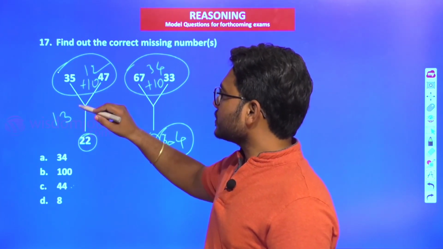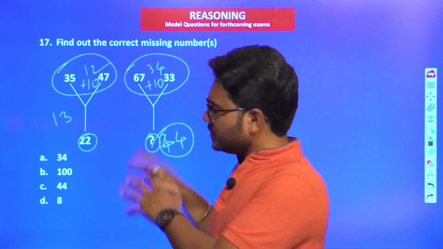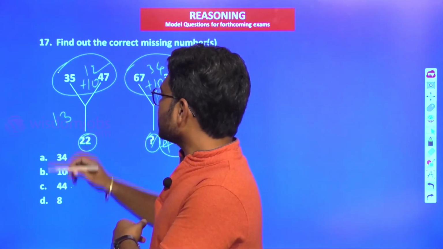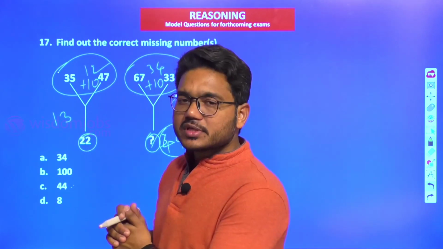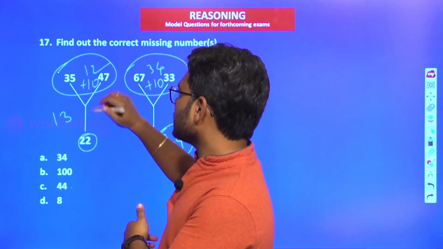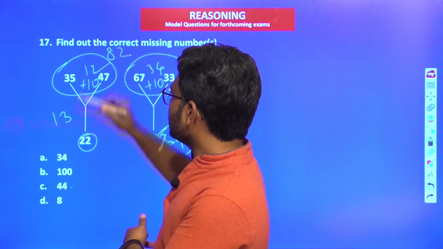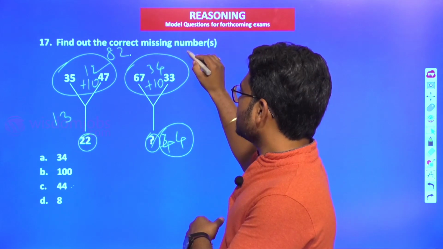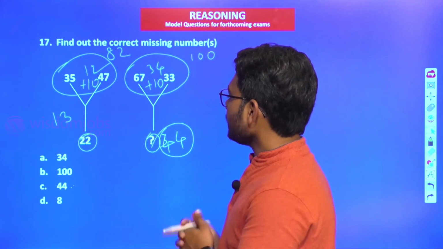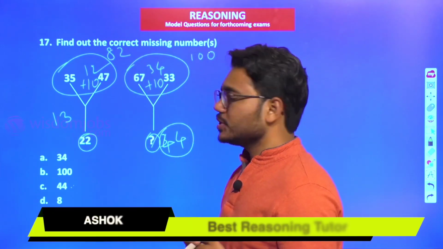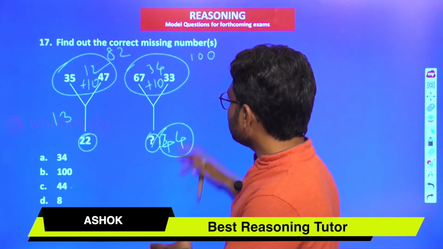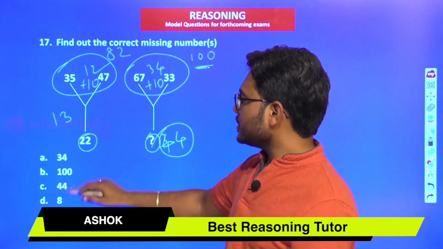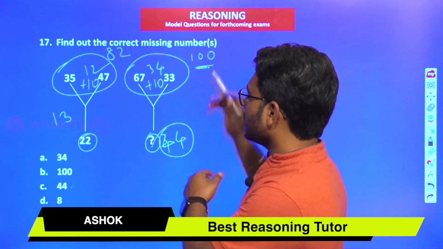Suppose for the same numbers, instead of difference, we add them. What do you get here? 35 plus 47. How much is 35 plus 47? It is 82, if you are doing addition. And 67 plus 33 is 100. So how is 82 related to 22? We cannot identify any particular relation here. So 100 is here. Can you identify any relation among these numbers to 100?